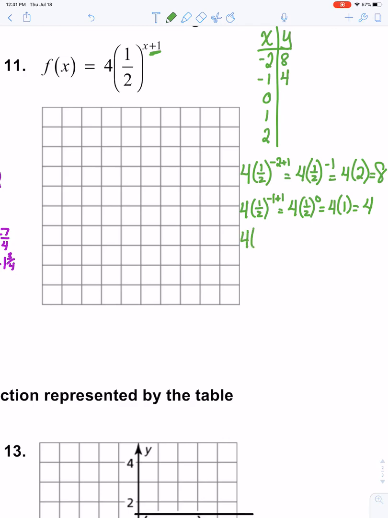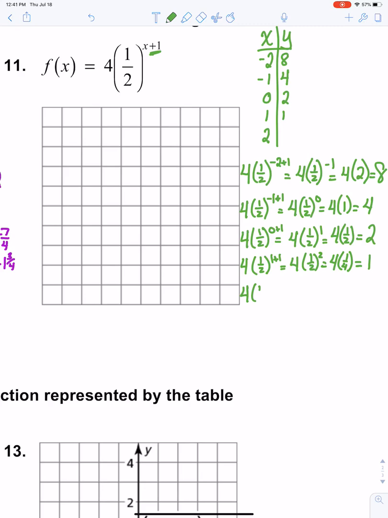Okay, 4 times 1/2 to the 0 plus 1 power, my bad, is equal to 4 times 1/2 to the first, and 4 times 1/2 is actually equal to 2. Okay, 4 times 1/2 to the 1 plus 1 power is equal to 4 times 1/2 squared, which is equal to 4 times 1/4, which is equal to 1. And the last one, 4 times 1/2 to the 1 plus 2 power is equal to 4 times 1/2 cubed, which is equal to 4 times 1/8, which is equal to 4/8, which is 1/2.